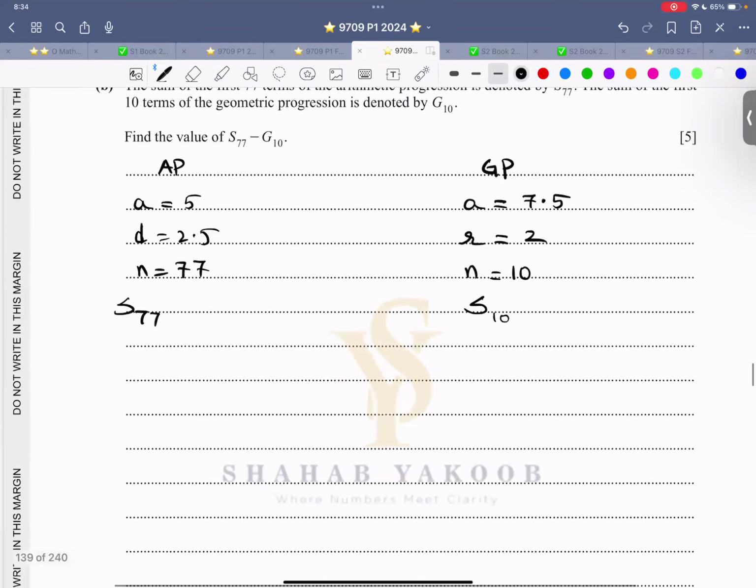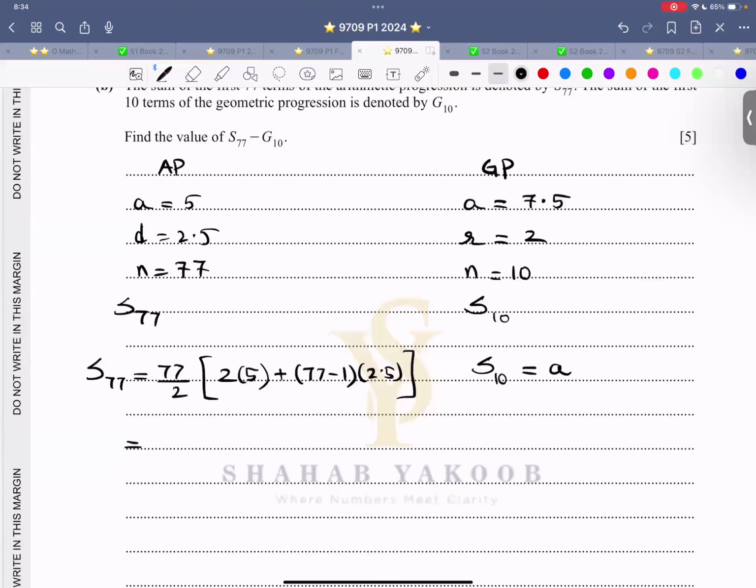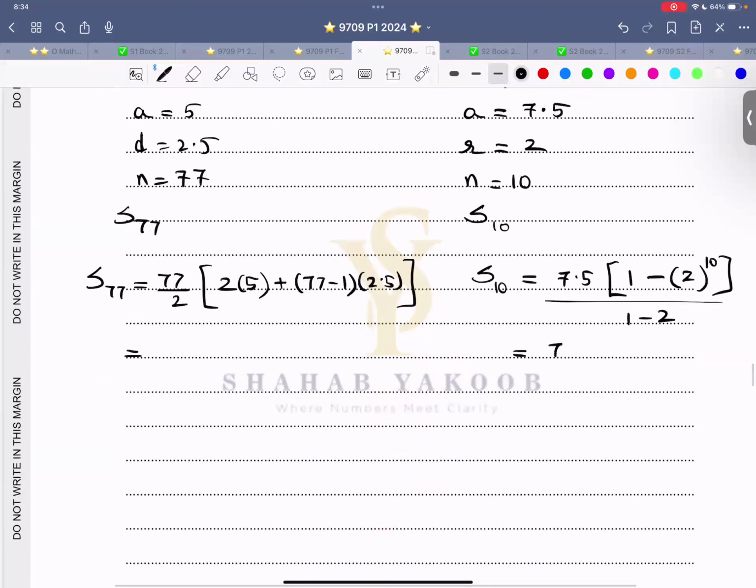So all the data is over here. Now it's just usage of formula. Sum of 77 terms, that is 77 divided by 2, times (2a plus (n minus 1) into d), that is 77 minus 1 into d, which is 2.5. Use a calculator, evaluate. Sum of 10 terms, let me write down the formula. First of all, this is 7.5, and this is (1 minus 2 raised to power 10) divided by (1 minus 2). I can simplify this a bit. 7.5, (1 minus 1024) divided by negative 1. So this is 7.5 into 1023.